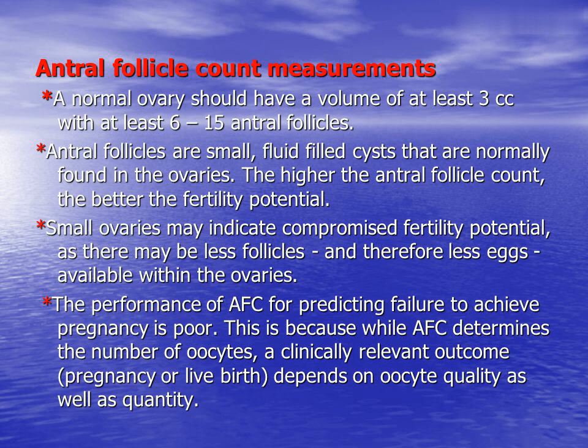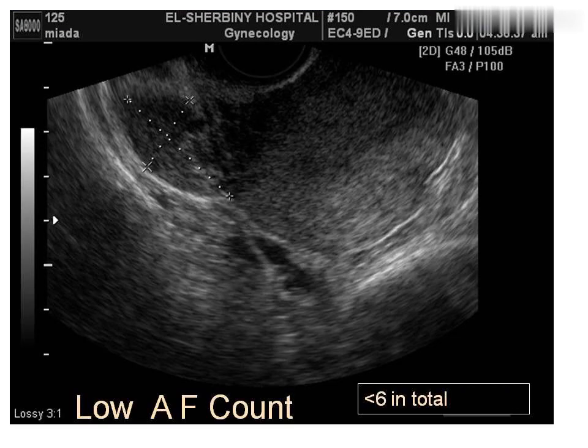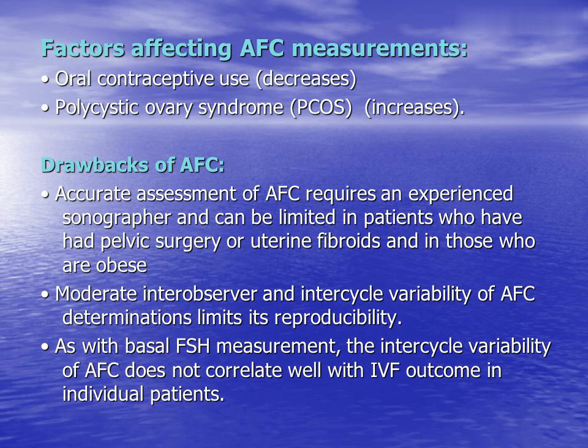This is because while AFC determines the number of oocytes, a clinically relevant outcome, pregnancy or live birth, depends on oocyte quality as well as quantity. 5 to 10 per side. Low AF count. Less than 6 in total. PCO. Factors affecting AFC measurements. Oral contraceptive use decreases. Polycystic ovary syndrome, PCOS, increases.